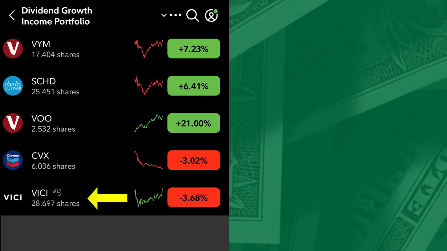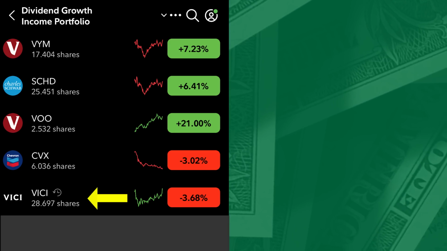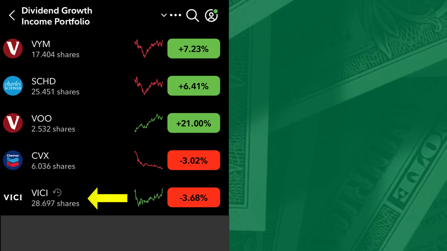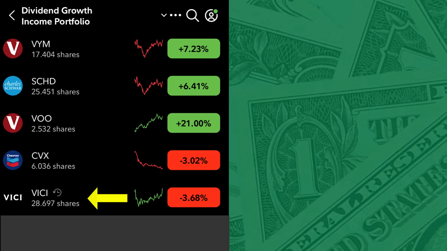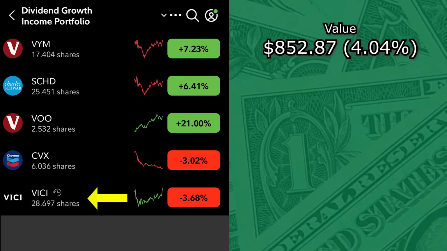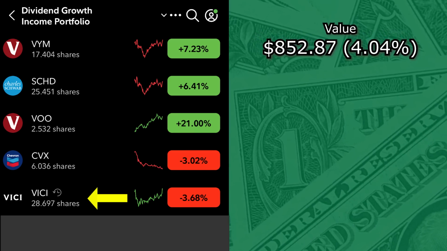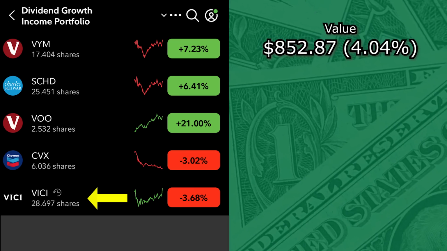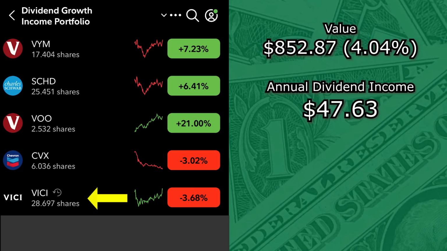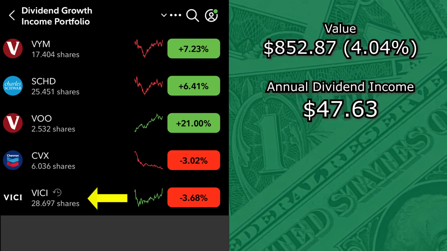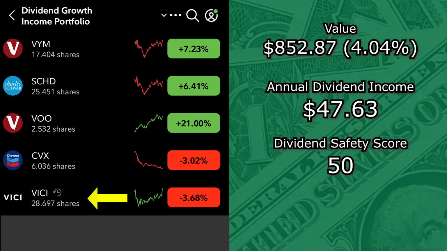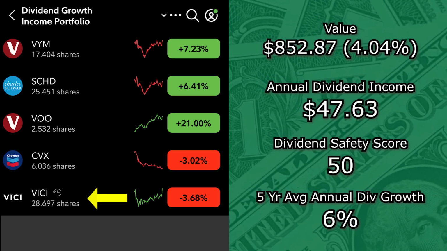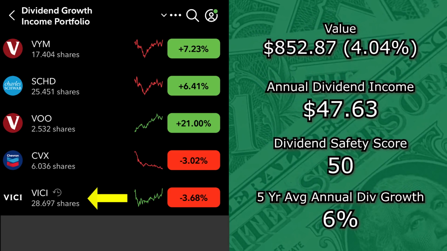The next position is Vici Properties, ticker VICI. This is the real estate investment trust that owns many of the properties on the Las Vegas Strip. I hold 28.697 shares of Vici, valued at $852.87, making up just over 4% of the portfolio. I'm down about 3.7% on the investment. It pays me about $47.63 annually in dividends. Shares are yielding 5.59%. Vici has a Simply Safe dividend safety score of 50. Their latest dividend raise was 6.4% back in September of 2023.